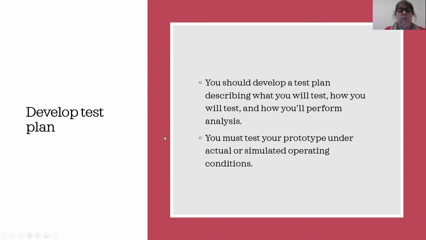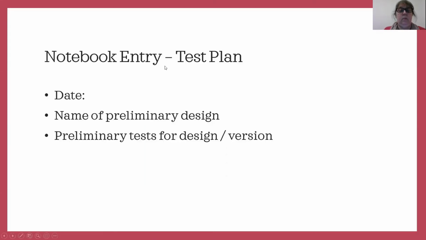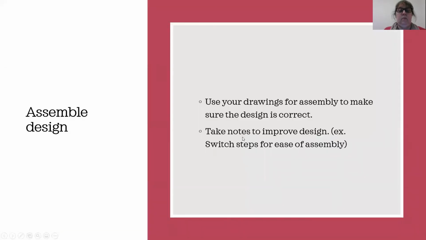So you have to create a test plan. And some of the test plan may just be human summaries. They tried it and it worked for them or whatever. And again, notebook entry, put your test plan in there, the date, the name of the design that you're testing, and the preliminary tests, again, and the version of that test. Okay? So you've created your design, you've created your assembly procedure, you've created your test plan. When I say created your plan, you create your paper plan, create your assembly instructions, and create your test plan, and now you're actually going to assemble it.